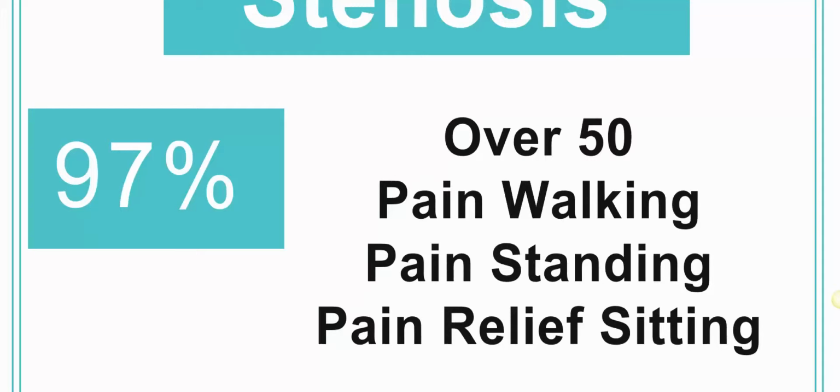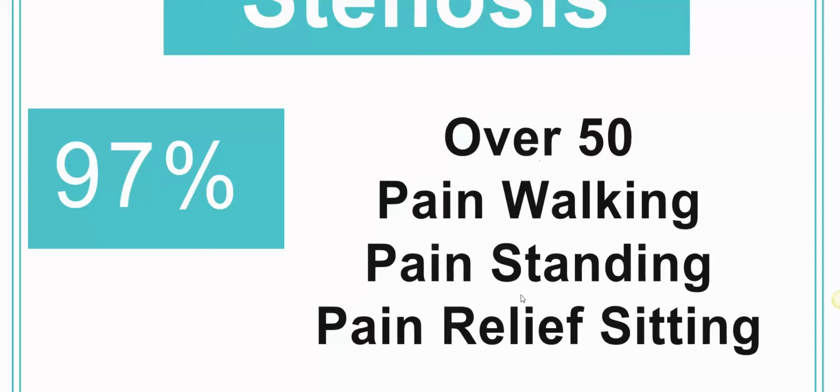Now, the most common topic is stenosis. Stenosis is the Latin word for narrowing. That means that the hole where the nerve comes out in your spine is becoming smaller. That happens as we age. I can tell when somebody has stenosis based on research. A research tool that was designed that's 97% valid.